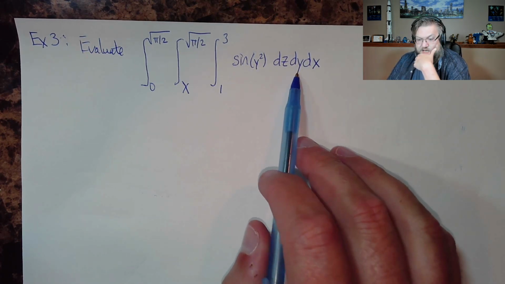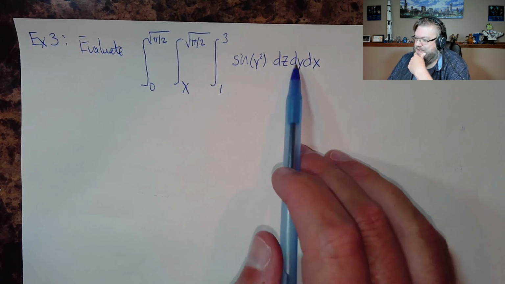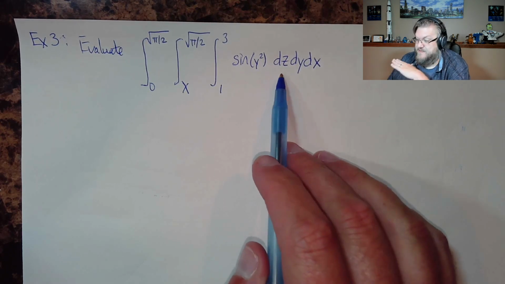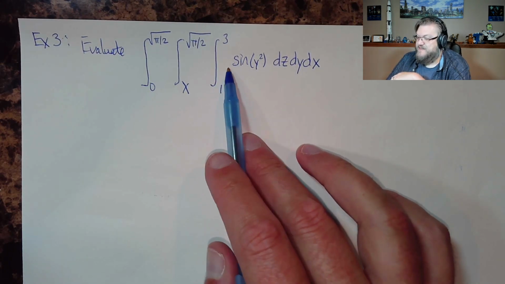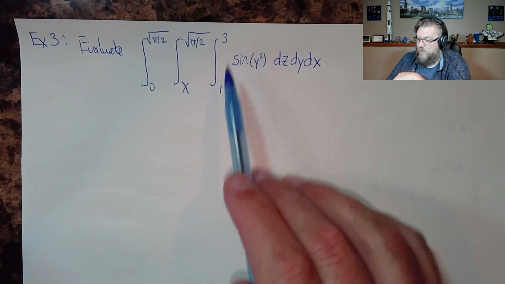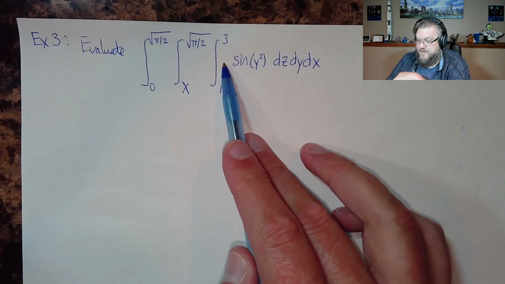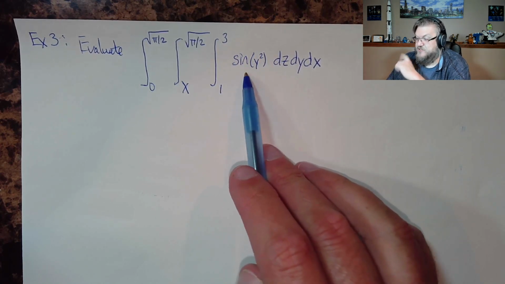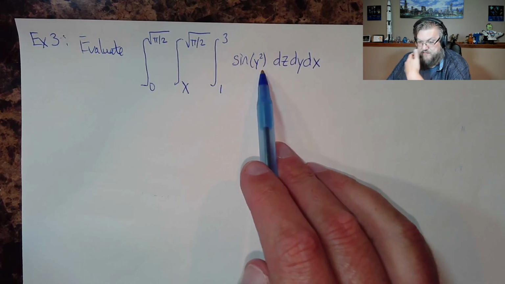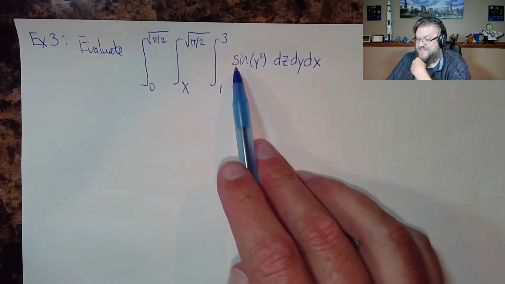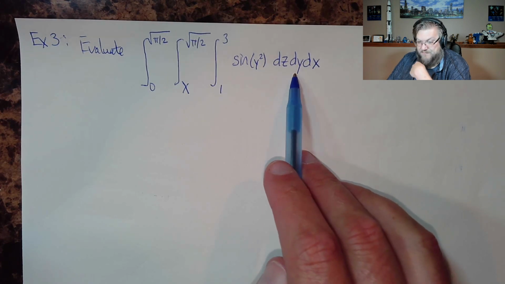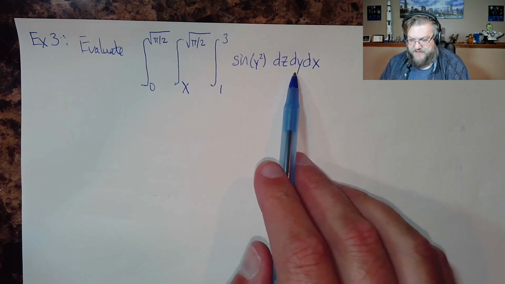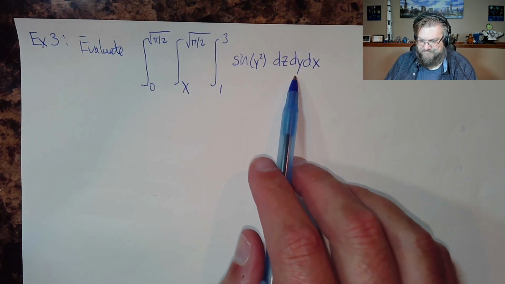Let's see why this might be problematic. The first integration is not going to be problematic at all. In fact, I could almost do it in my head, right? Because it's z, so this is going to be z times sine of y squared from 1 to 3. So I'm going to plug in a 3 minus plug in a 1. So the first integration is almost trivial. It's going to be 2 sine of y squared. But then I have to integrate sine of y squared against y, and that's a problem. That does not have an elementary antiderivative.